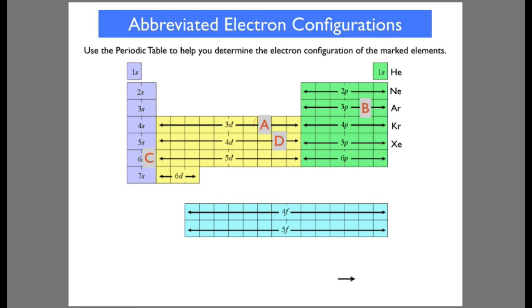Grab your periodic table and determine the electron configuration of these marked elements using abbreviated electron configurations. Press pause. Okay, A. A is 4s2, then 3d 1, 2, 3, 4, 5, 6, 7, 8, 3d8. And argon has the same complete electron configuration of argon, then 4s2 and 3d8, and that makes it nickel.